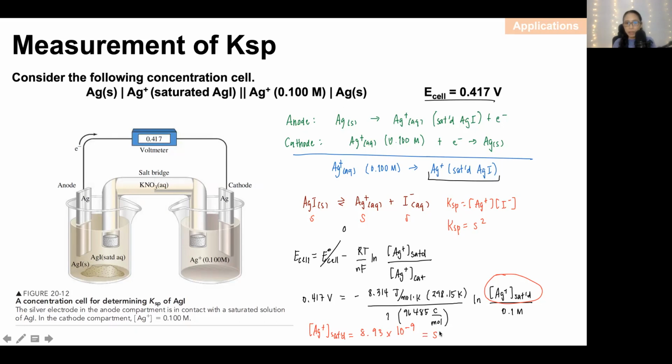This is the solubility. So now to evaluate KSP, we just need to get the square of 8.93 times 10 raised to negative 9. So KSP of silver iodide is equal to 7.975 times 10 raised to negative 17. So recall that your KSP values are small values. Our answer makes sense because it's in the magnitude of 10 raised to negative 17.